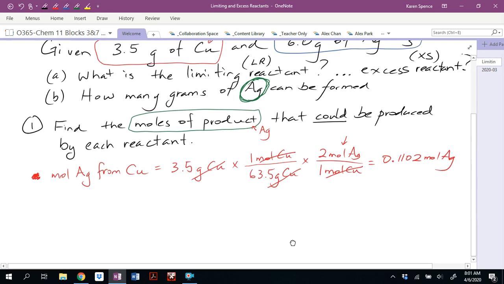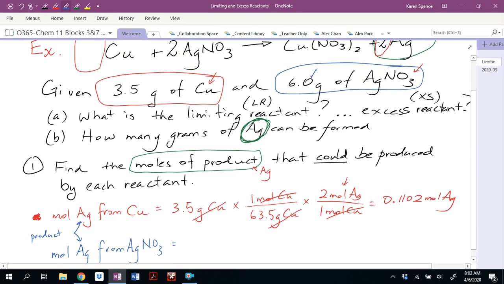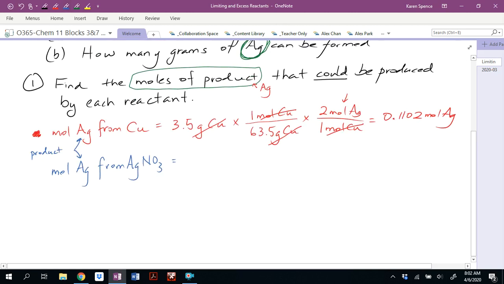Now we do exactly the same thing for our other reactant. So we find the moles of silver, which is our product, that could be made from our other reactant, in this case the silver nitrate. Oh, that's not the right formula for silver nitrate, just AgNO3. There we go. And we start with, let's figure out, we got to scroll back up again, we have 6.0 grams of silver nitrate, AgNO3.